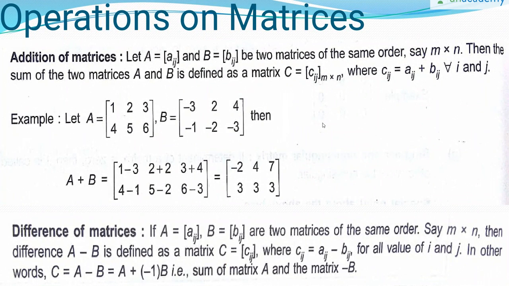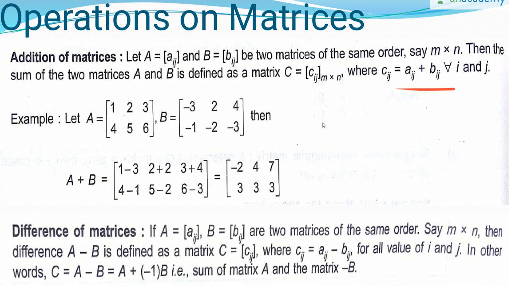Now some operations on matrices that we can perform, like addition of matrices. Let A equals Aij and B equals Bij be two matrices of the same order, let us say M cross N. Then the sum of two matrices A and B is defined as a matrix C, where elements will be Cij and order will be the same M cross N, where Cij will be the sum of respective elements of matrices A and B, that is Aij plus Bij.